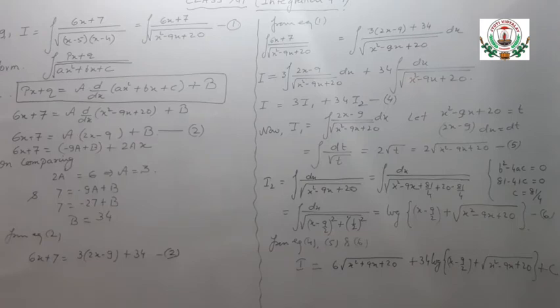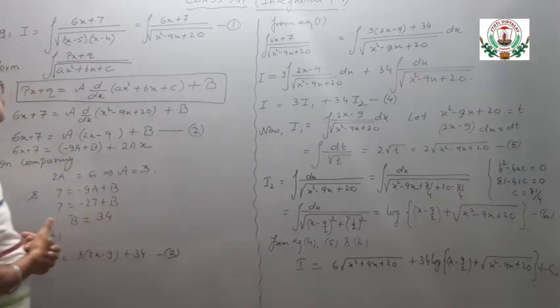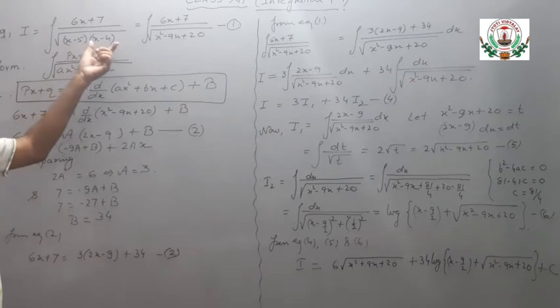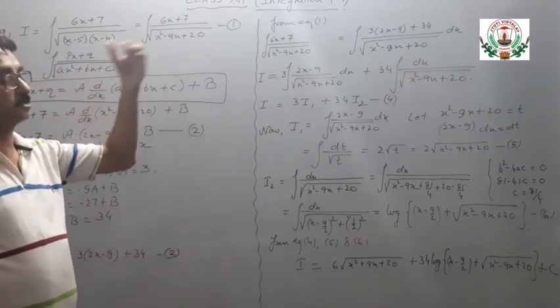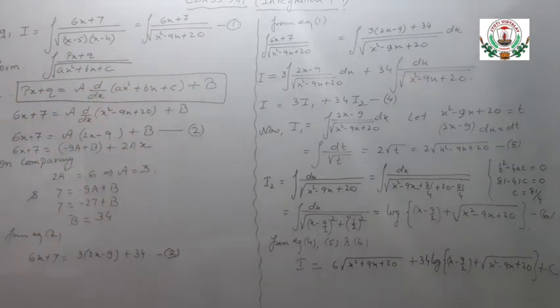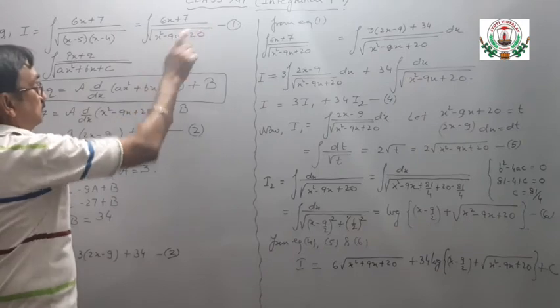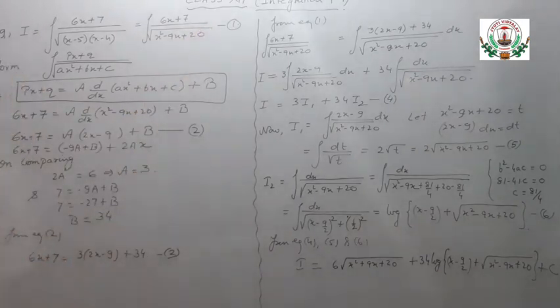Now let's move to the next question. Integration of 6x plus 7 upon under root x minus 5, x minus 4. We can split these two linear factors. x square minus 9x plus 20, multiply it, we will get a quadratic equation. But now in this question there is a square root sign. In the previous question there was not a square root sign.